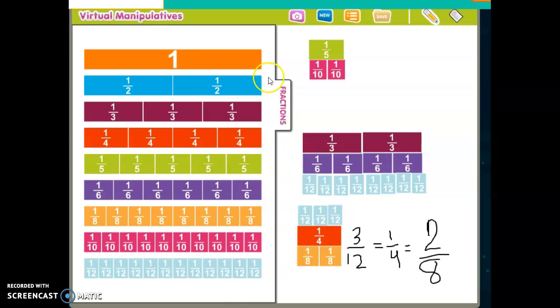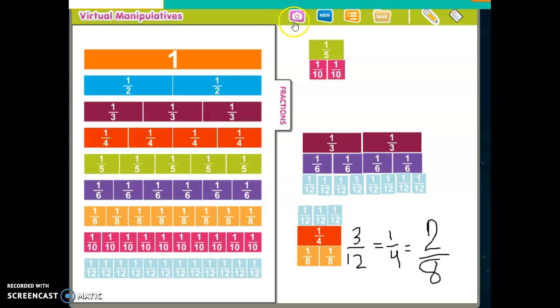Notice that these are all rectangles. So it's the same rectangle in the same size. My 2/2 are the same as my whole. My 3/3, same as my whole. My 4/4, same as my whole.